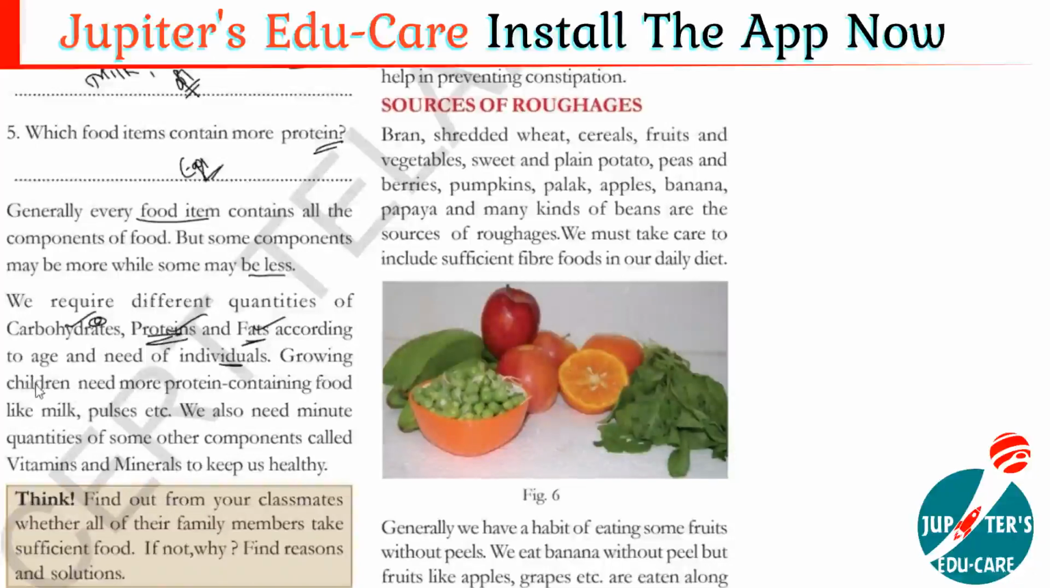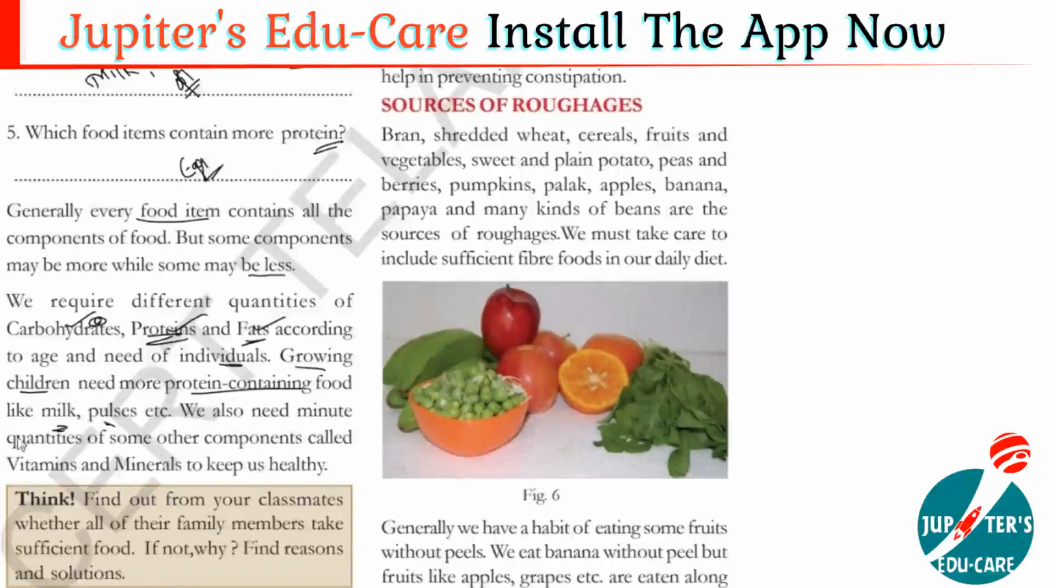Growing children need more protein-containing food. From where will we get the proteins? See here, milk. If they drink milk and use pulses, they will get enough proteins. Those proteins help in growth.